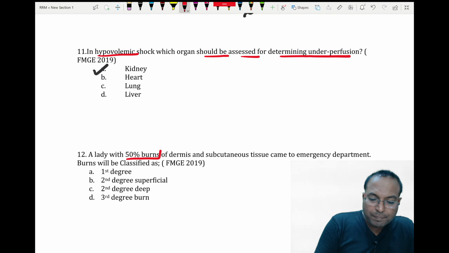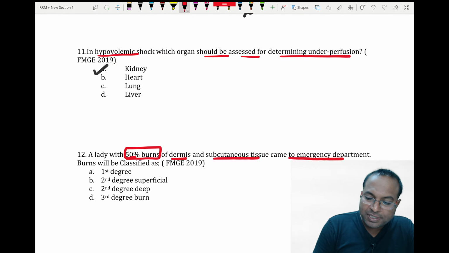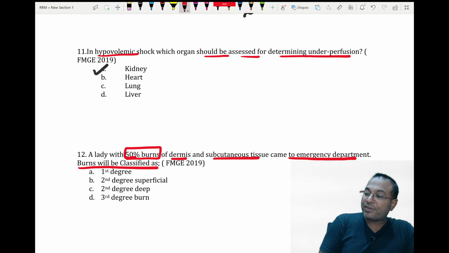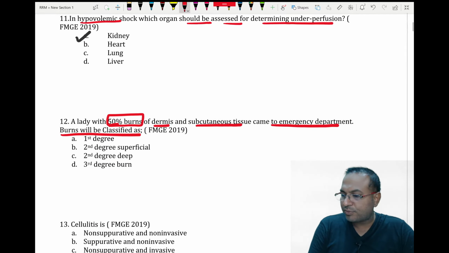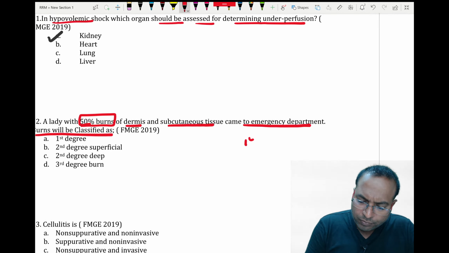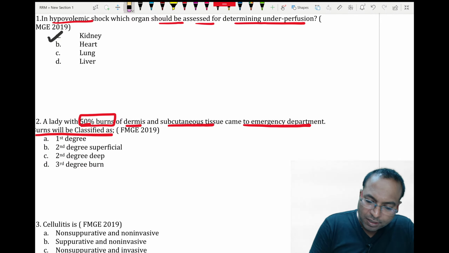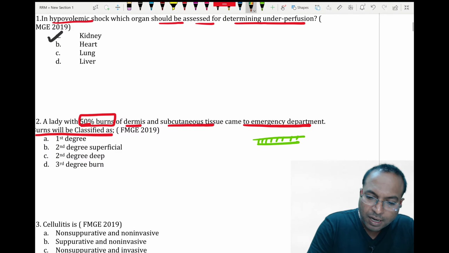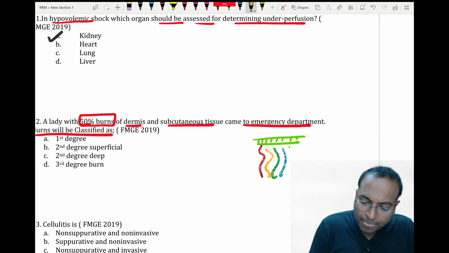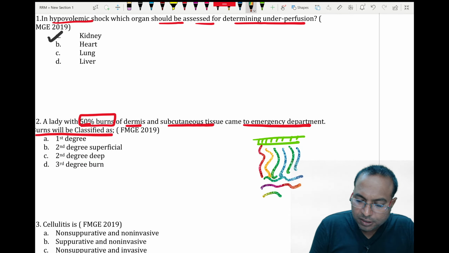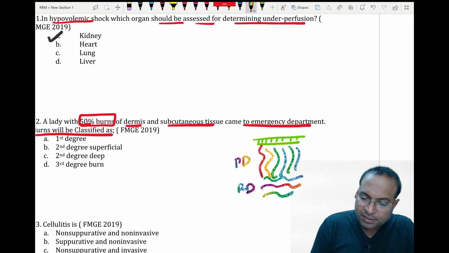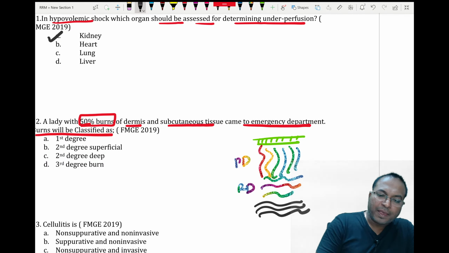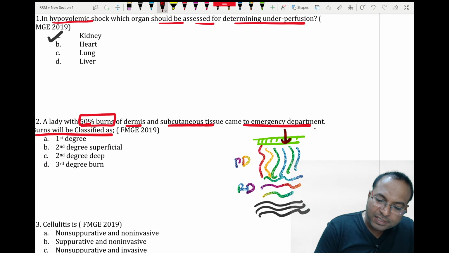A lady with 50% burns of dermis and subcutaneous tissue came to the emergency department. What is the classification of this burn? Very simple question. Let me draw the picture of the burns, normal skin. So this is epidermis, and this is dermis. Dermis is of two types. This is papillary dermis, this is reticular dermis, and then come subcutaneous tissues. If the burn is up to epidermis, it is first degree.